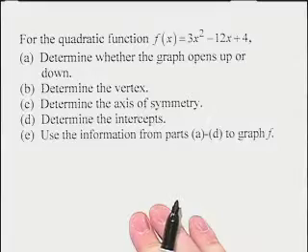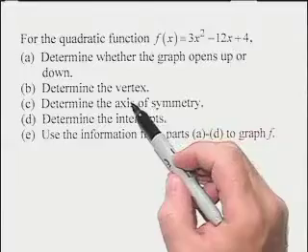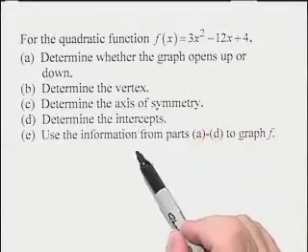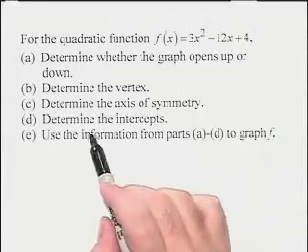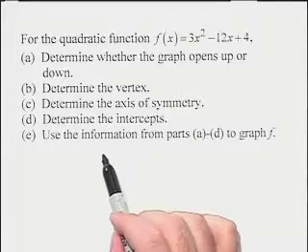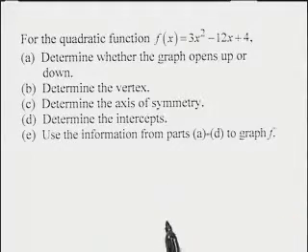For this problem, we're going to analyze the graph of a quadratic function. For the quadratic function f of x equals 3x squared minus 12x plus 4, we want to determine whether the graph opens up or down, determine the vertex, determine the axis of symmetry, determine the intercepts, and then use the information from the first four parts to sketch a graph of the function.